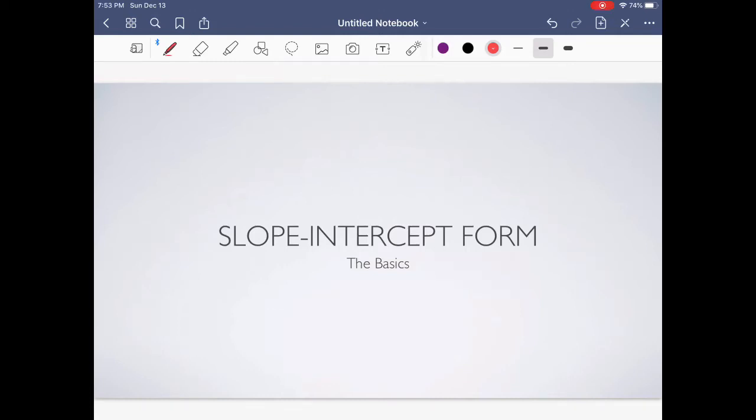This is Miss Dupe, and today we are going to talk about slope-intercept form, and we're just going to do the basics today.